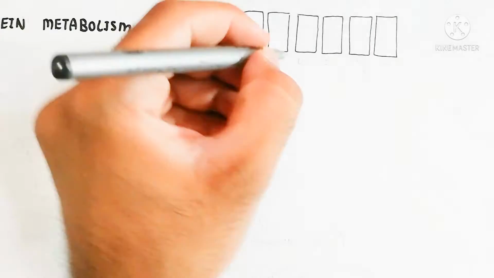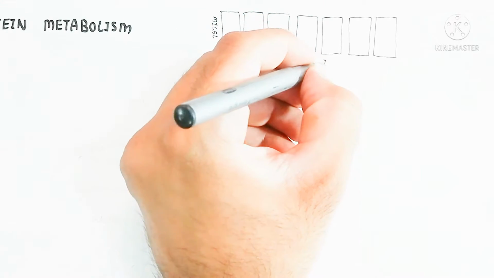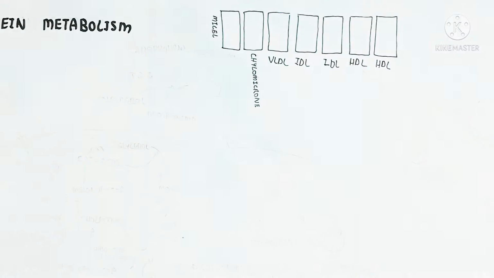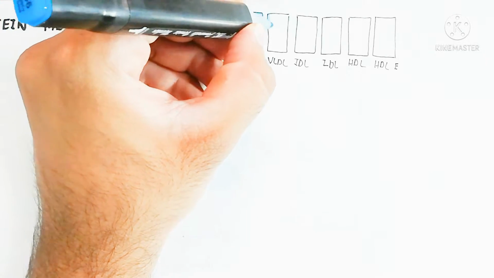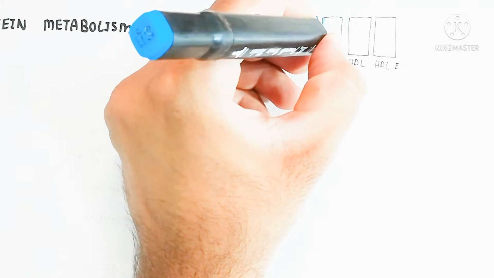The micelle is the precursor before digestion, which contains maximum fat but minimum protein, while the chylomicron after digestion will have more protein as compared to the micelle. VLDL, very low density lipoprotein, contains more fat as compared to protein, and IDL also contains more fat than protein, but less than VLDL.